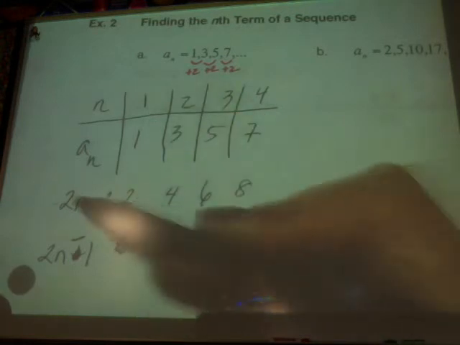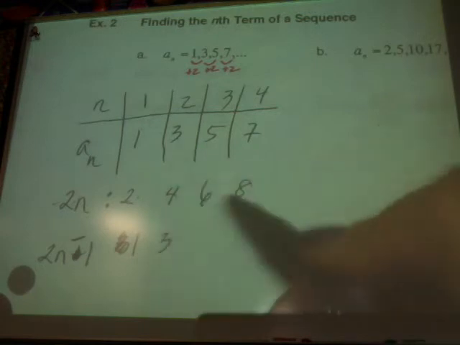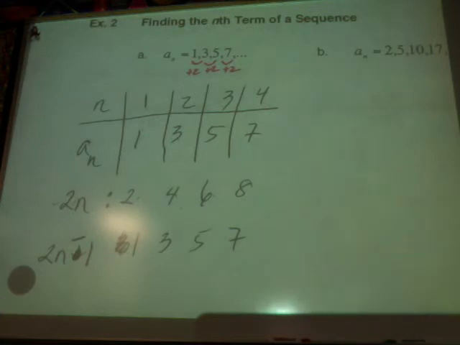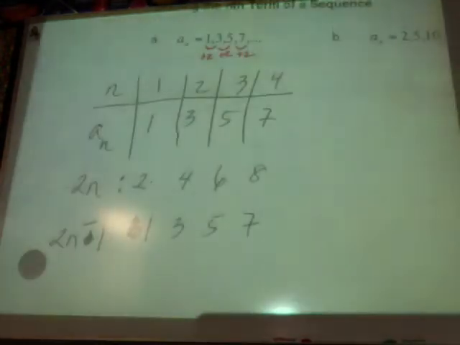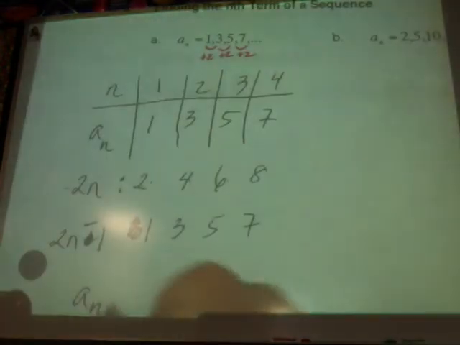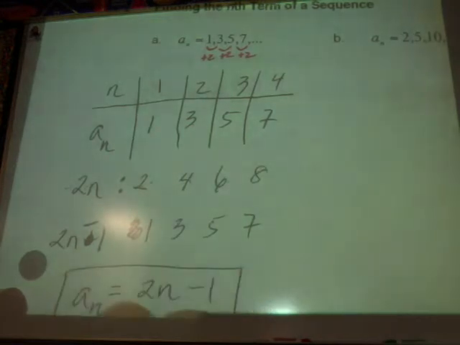So if I take 2n and I subtract 1, I'll get 1. Subtract 1 here, I get 3. Subtract 1 here, I get 5. And then 7. Now does it seem to work? So then your final answer would be written this way. So a sub n is equal to 2n minus 1. That will get you your nth term.